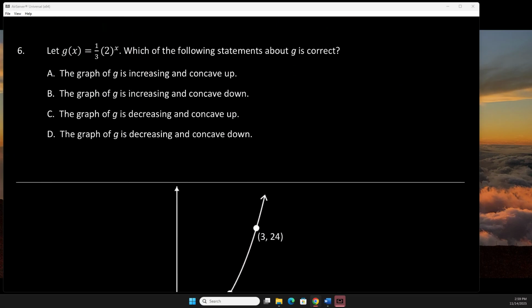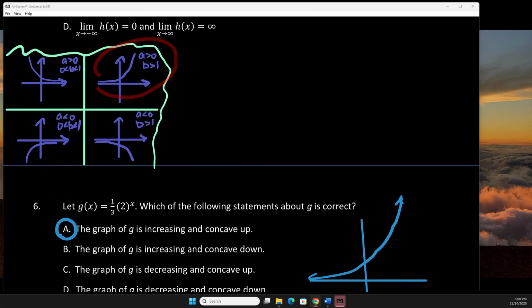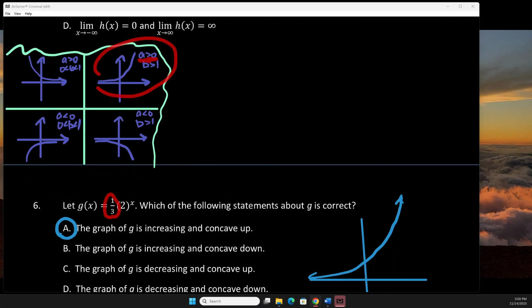Okay, and then number 6, we have another exponential function. A is positive, so I know it's graphed above the x-axis. I also know it's concave up if it's going to be graphed above the x-axis for exponential functions. We also know that the base is greater than 1, so we have concave up, we have exponential growth, and we have increasing, so that is A. So this one right here falls in this section right here. So A is greater than 0 because it's positive, and B is greater than 1.